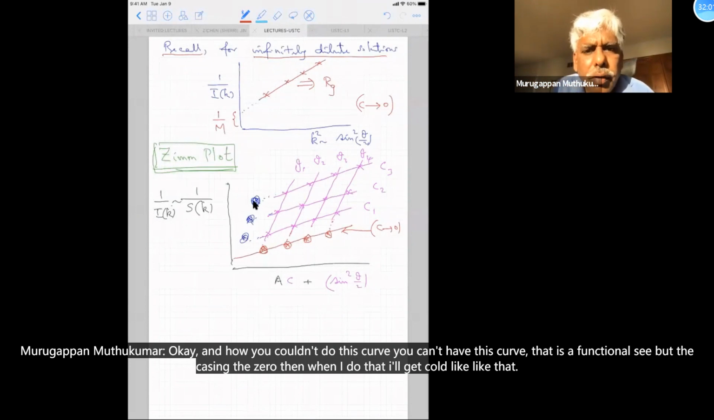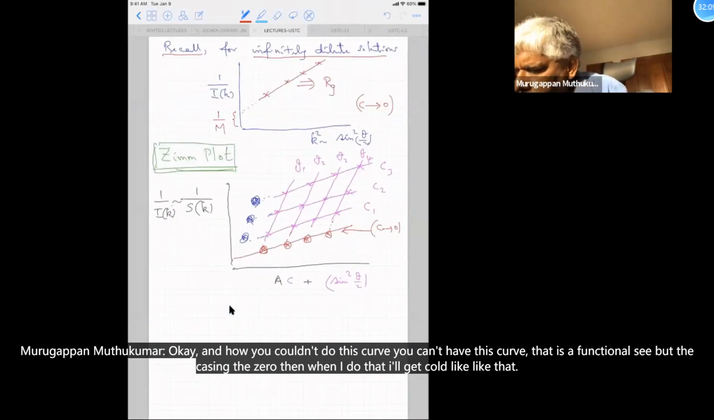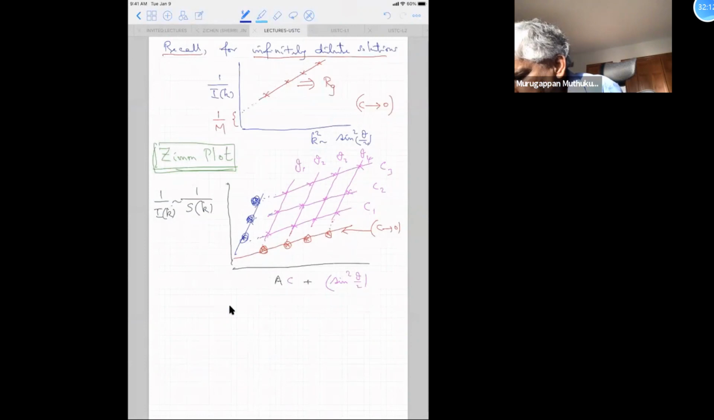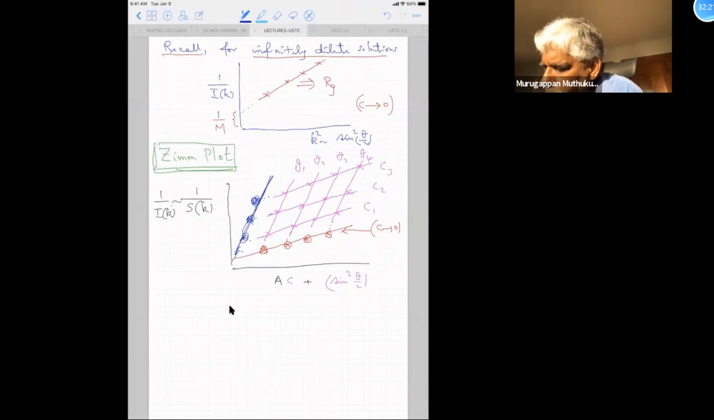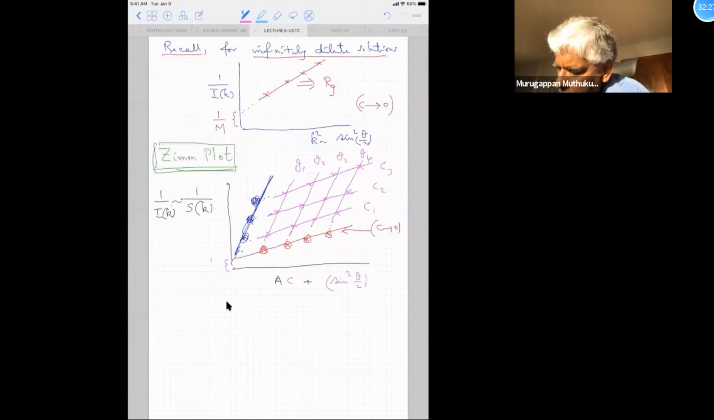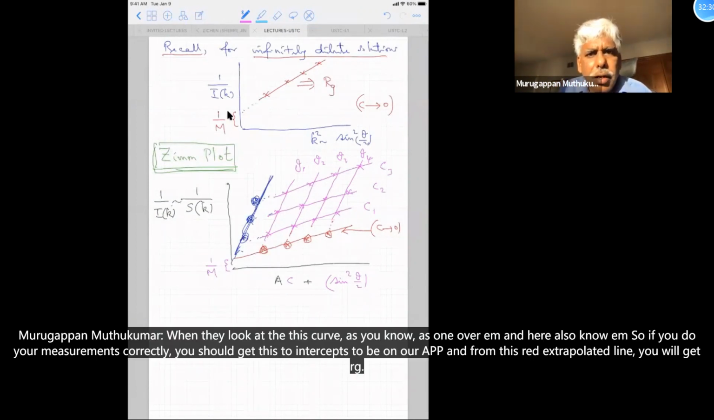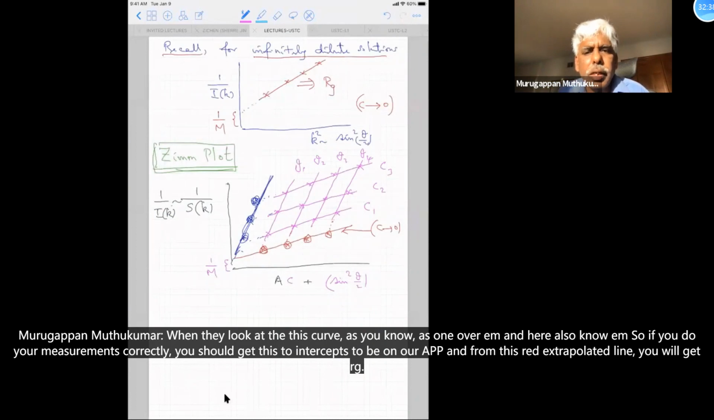And I have the equivalent of this curve, that is as a function of C, but with K equal to 0. Then when I do that, I'll get a curve like that. Now this means you get this intercept, because the intercept here is 1 over m. As you know, it's 1 over m here, and here also it's 1 over m. So if you do your measurements correctly, you should get these 2 intercepts to be 1 over m.